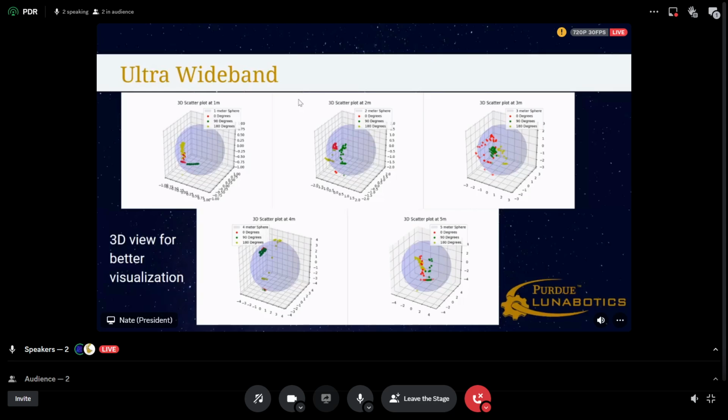And then here's just a better image showing the spread overall in a 3D plan.